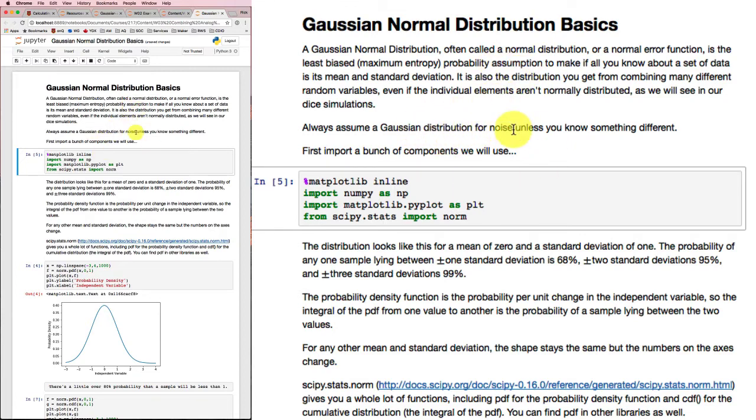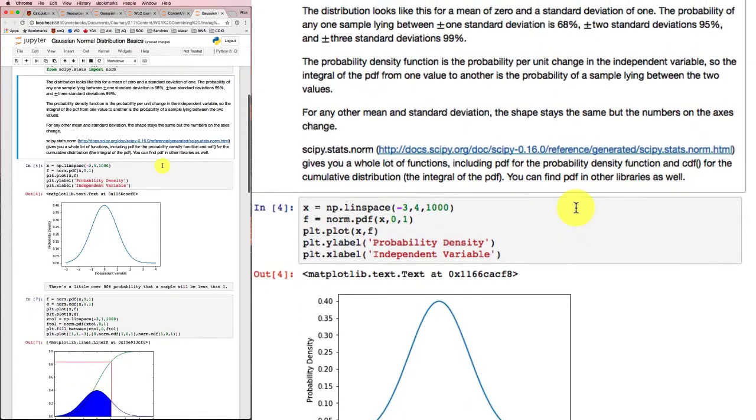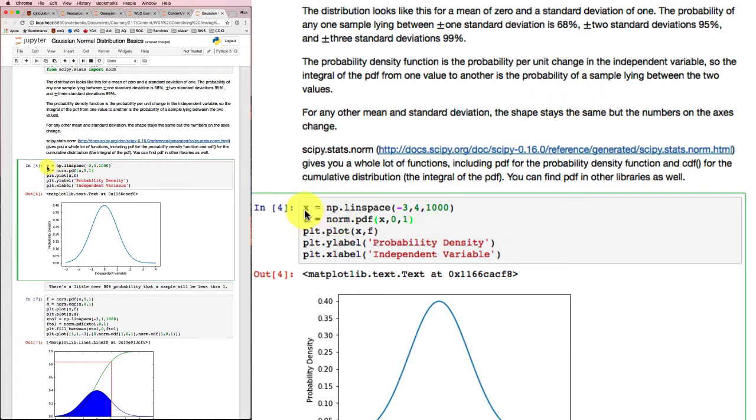So we're going to explore a little bit about Gaussian normal distributions. First thing we're going to do in this cell is import a bunch of stuff that we'll need in order to do our calculations. Running that gives no interesting output. Now, what does the distribution look like for our Gaussian normal distribution? Well, we can plot it with a mean of 0 and a standard deviation of 1 to find out what the shape looks like, and that's what we're doing down here.